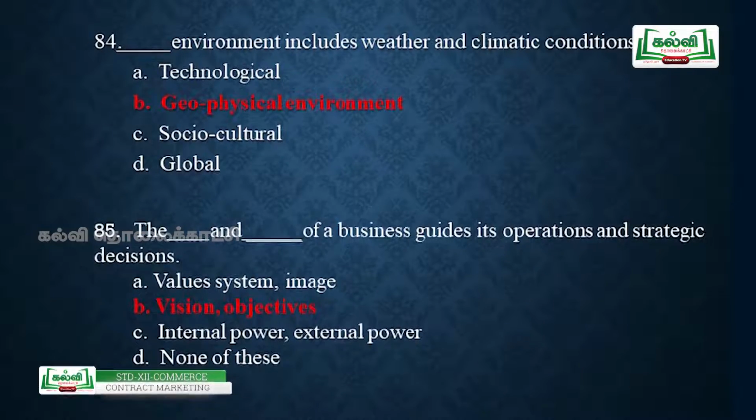The dash and dash of a business guides its operation and strategic decision. Value, system, image. We know the business guides its operation for strategic decision is vision and objective. We have an internal power, external powers. The powers and authorities within the companies are called the internal power. External power is the government, political, competitors, the consumers, taste and preferences, everything. The vision and objective of a business guides its operation and strategic decisions.